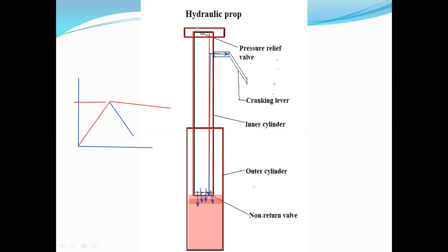So here what happens, whenever the load acting on this prop exceeds its capacity, this pressure relief valve will operate, which in turn operates this, which opens this non-return valve. So when this valve is opened, as the pressure is increased, whatever the excess loading acting on that, the hydraulic fluid present inside this outer cylinder has to close down somehow. So due to operation of that, it will come up, and fluid will go inside of this.